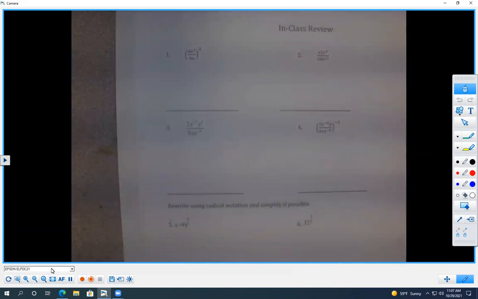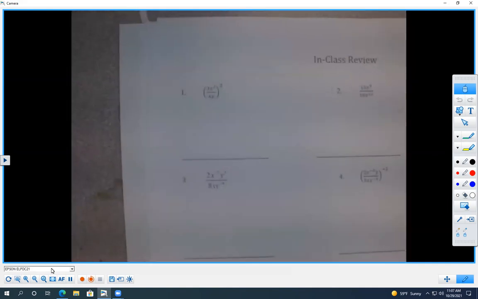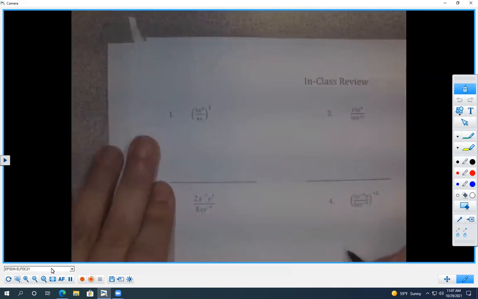Okay, so I'm gonna go ahead and get started, going over these 4 problems. These are exponent rule problems that are on your exam, or your major quiz number 3, on Wednesday. The first problem: 3x squared over 4x to the second power.